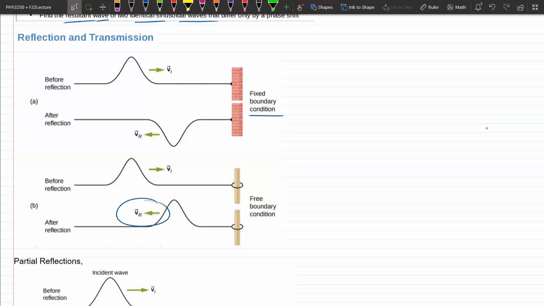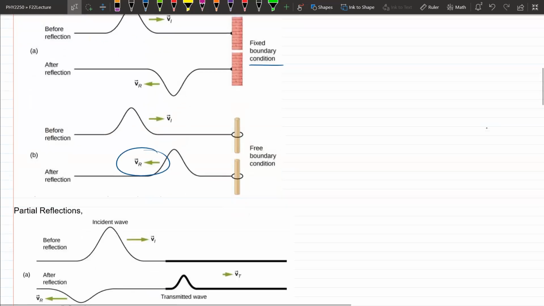Okay, this may seem a little bit abstract right now, but we're going to see how this turns out when we have musical instruments, like the difference between a flute and a clarinet. I think the flute is the closed-ended instrument, and the clarinet is actually an open-ended instrument, and that makes a different sound because of that. Okay.